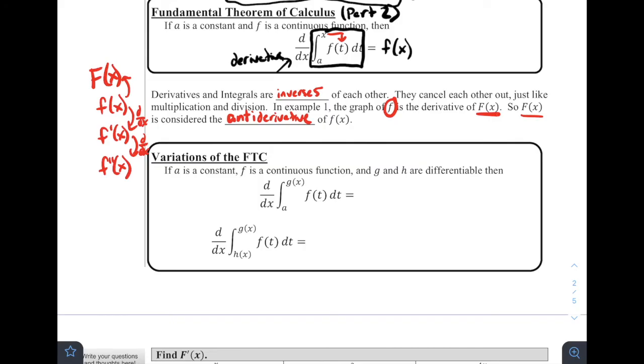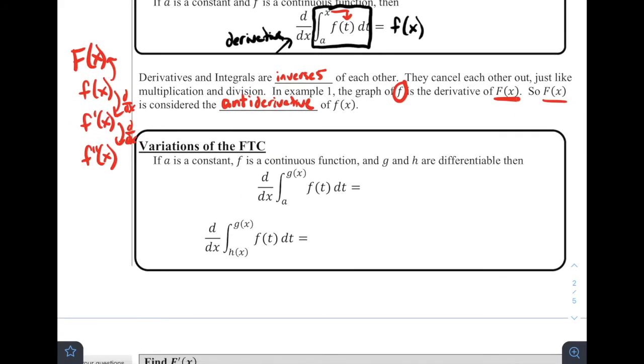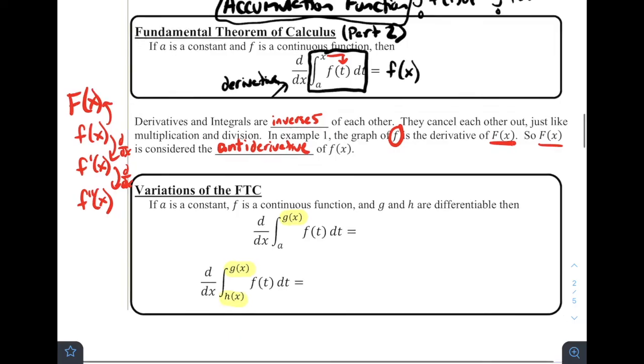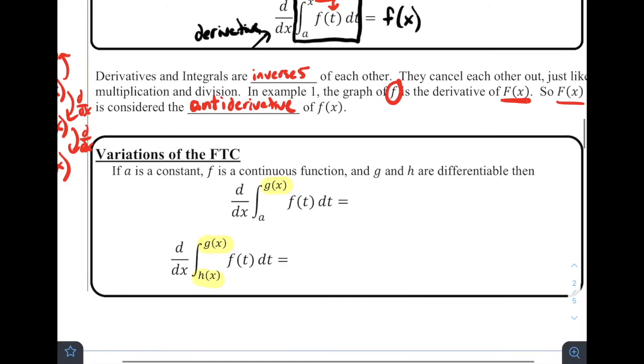Interesting. All right, there are some common variations of the FTC. Normally in the fundamental theorem of calculus, we have a constant in the lower limit of integration and a variable in the upper limit. The variations are where we suddenly have functions in the upper or lower limits of integration. Ultimately, when you have a function inside of this derivative and integration, we're going to end up using the chain rule. These variations of the FTC are all about the chain rule from earlier this year.